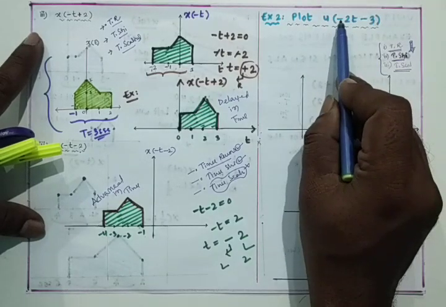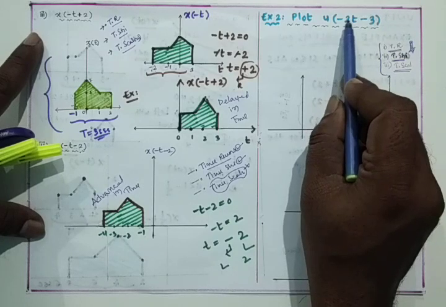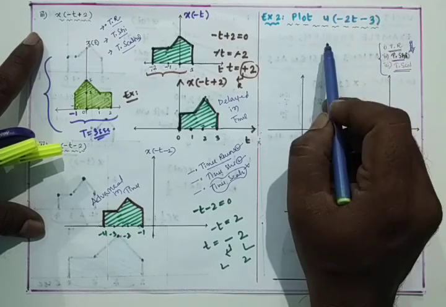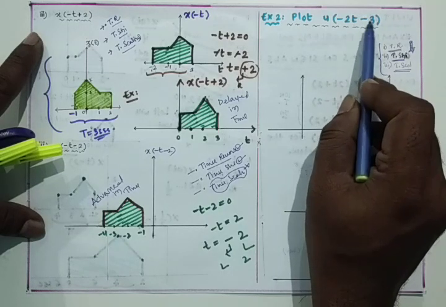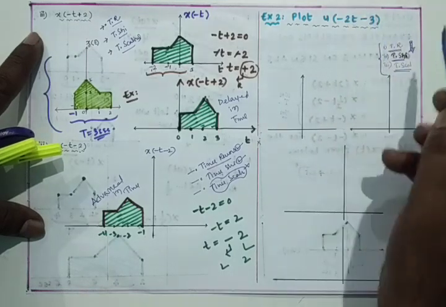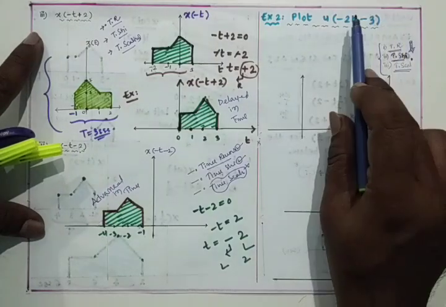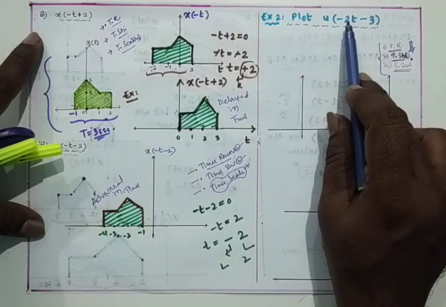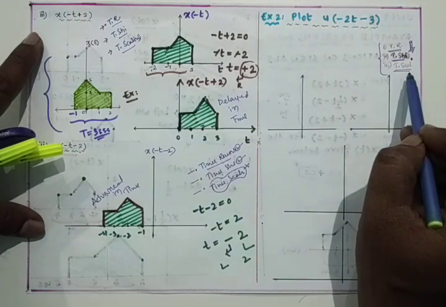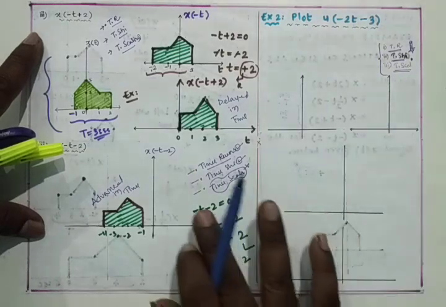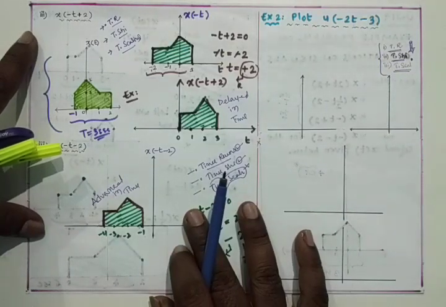After that it has the minus, so it has the reversal operation. After that it has the minus 3, that means t minus 3 is there, so it has the time shifting operation. And after that t got multiplied with a constant, that is 2, so the time scaling operation is also applied.